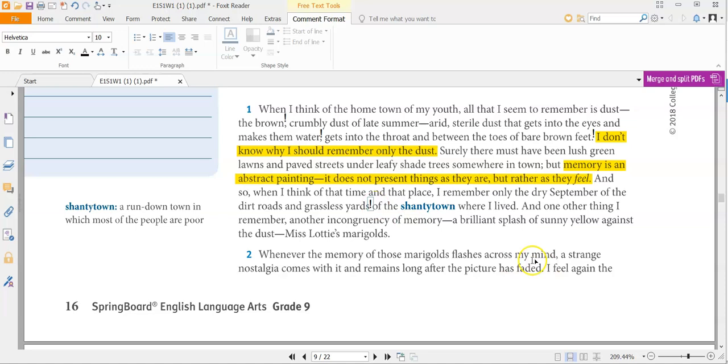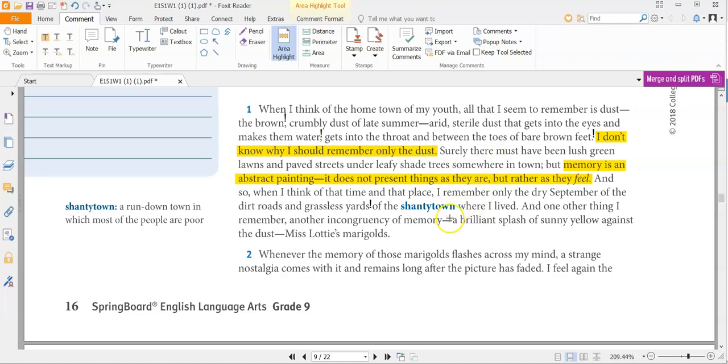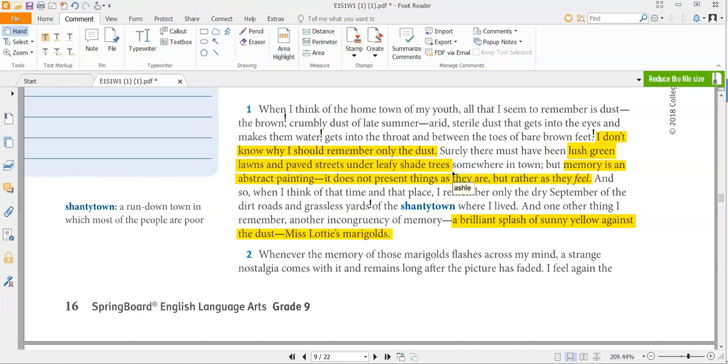So it also talks about the dirt roads and grassless yards. That's pretty vivid imagery. And then here we have an example of juxtaposition, so I'm going to highlight it. She says, a brilliant splash of sunny yellow against the dust. Miss Lottie's marigolds. So we also have up here lush green lawns and paved streets under shady trees. This is also an example of juxtaposition because she's comparing the other parts of town that have those things with how her life is, which is very dusty and dirty.